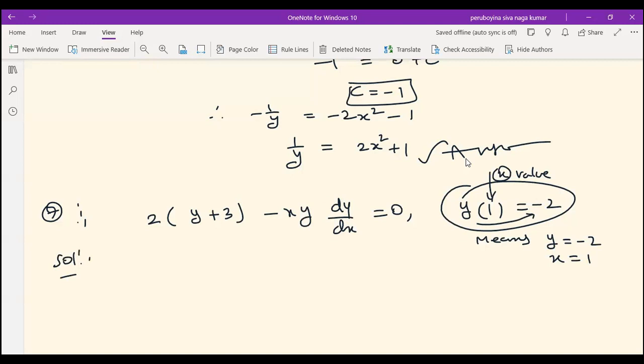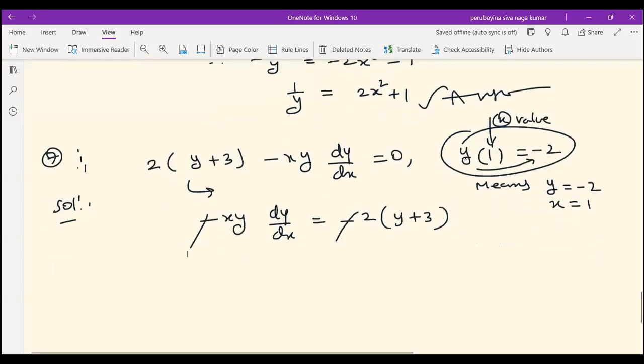First, what I am going to do is move this constant to the left side. So minus xy into dy by dx is equal to minus 2 times of y plus 3. You can cancel the minus on both sides. And next I am moving dx to the other side. So write down the terms: xy into dy is equal to 2 times of y plus 3 into dx.